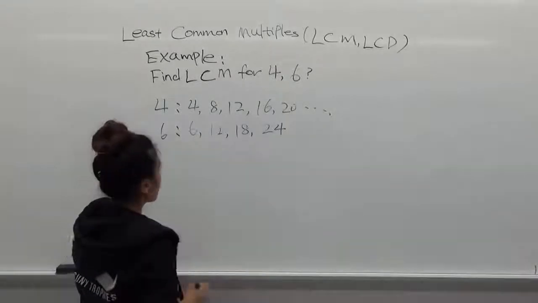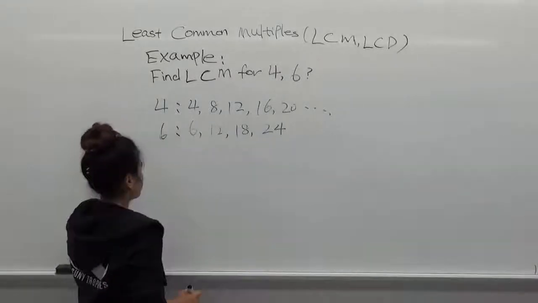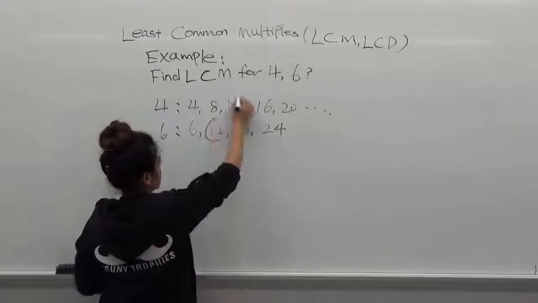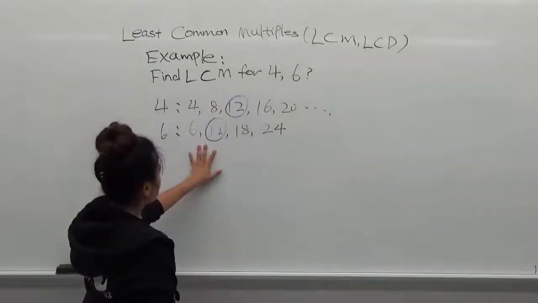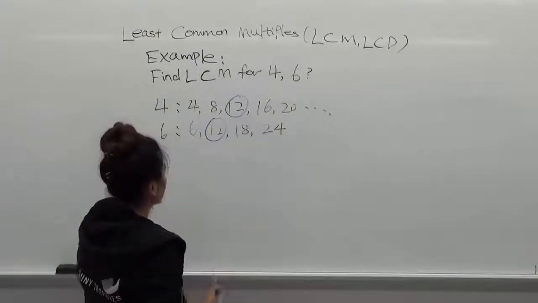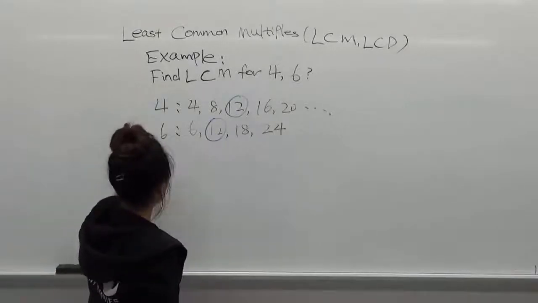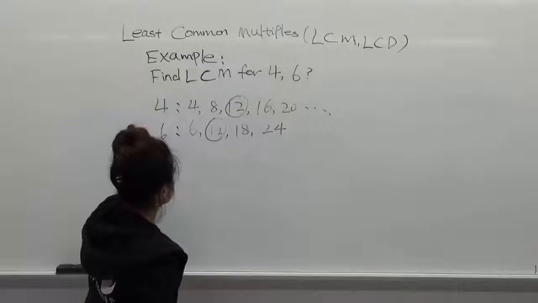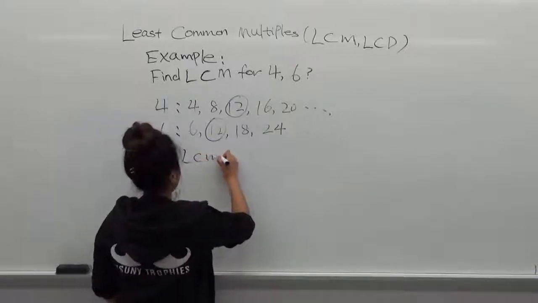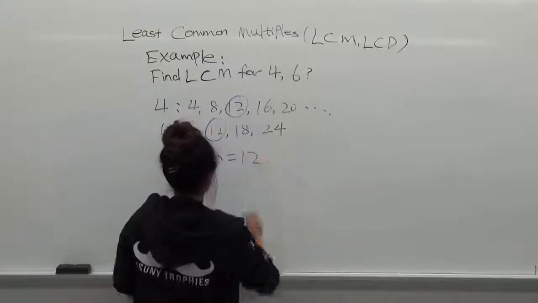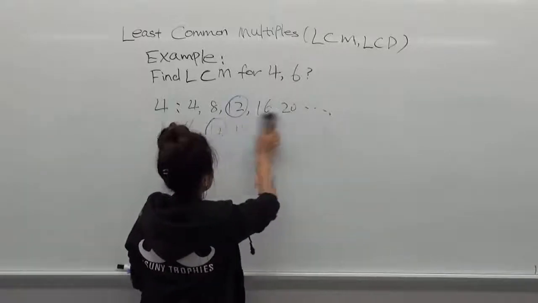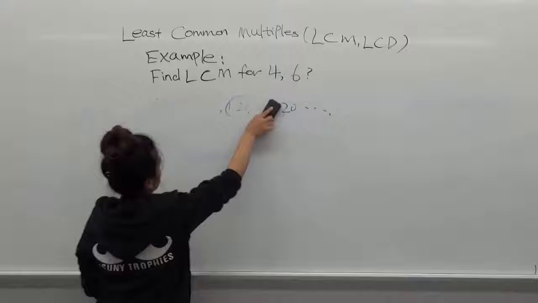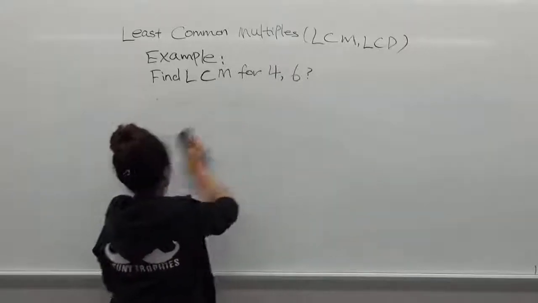Then we're going to circle the smallest number that appears on both lists. We can see here the number 12 is the smallest number that appears on both lists. So LCM is 12. Then we can use the prime factorization method to find the LCM for this problem.